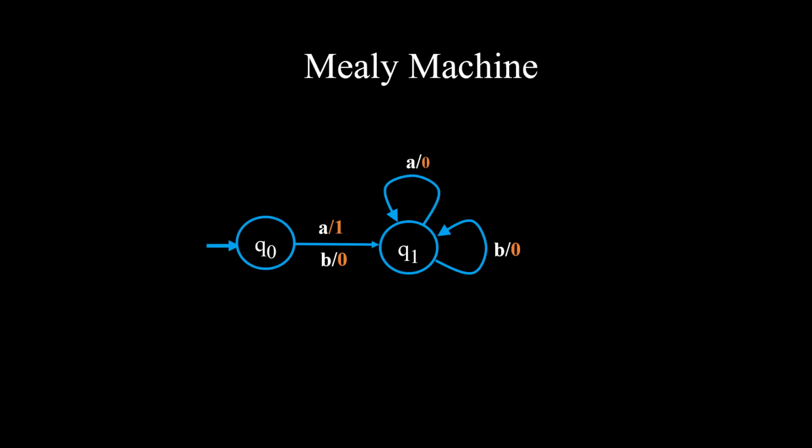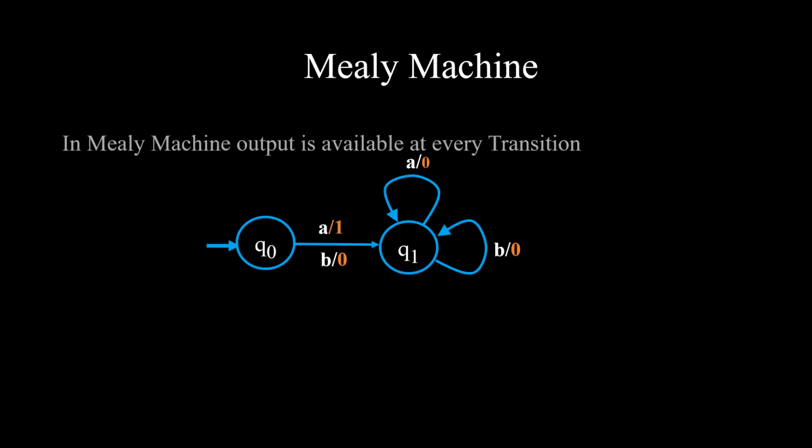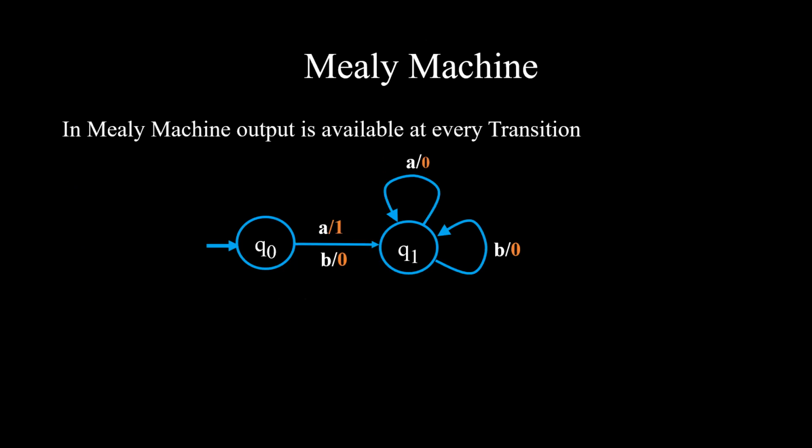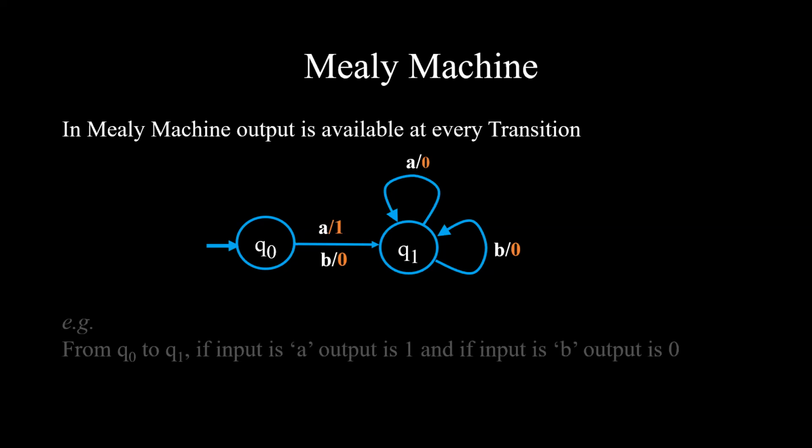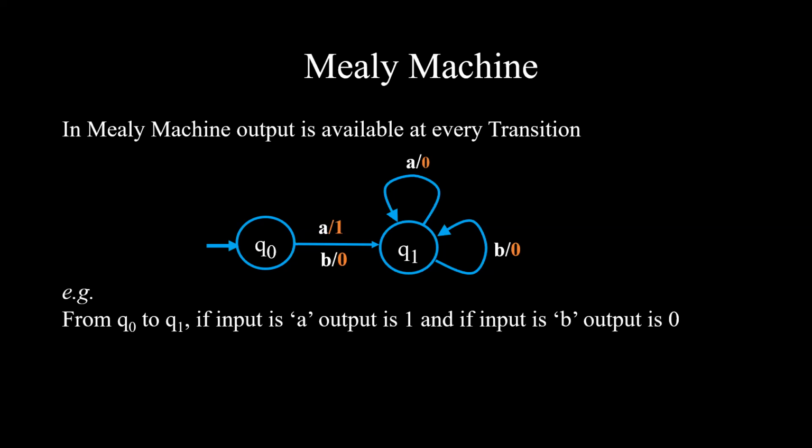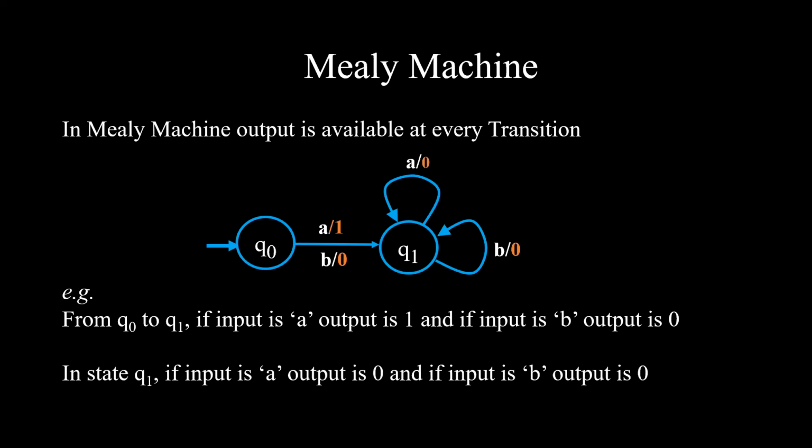Now just consider this machine. This is an example of a two-state Mealy machine. In a Mealy machine, we get output at every transition. If we see this particular transition diagram for the Mealy machine, if we move from Q0 to Q1, on input A, the output is 1. If the input is B, output is 0. Likewise, in state Q1, if input is A, output is 0, and if input is B, again here output is 0. This is how we give the diagrammatic representation of a Mealy machine.